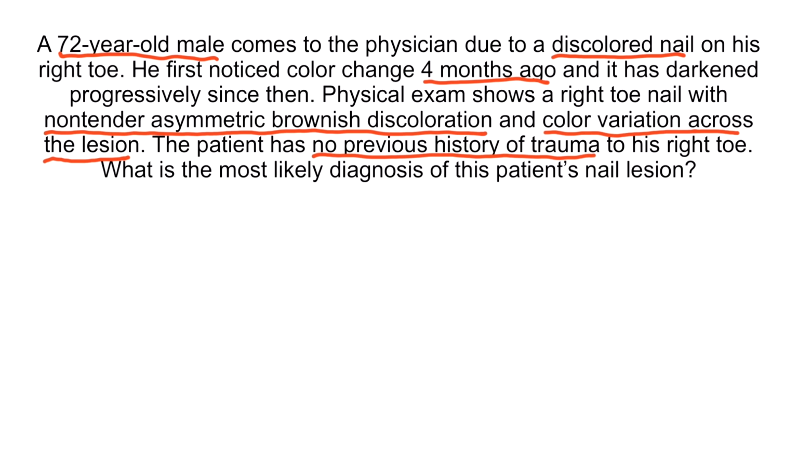Okay, so this patient presents with a rapidly progressive lesion on his right toenail. It's non-tender, asymmetric, and there's a color variation across the lesion. Additionally, there's no history of local trauma. All of these findings are consistent with subungual melanoma, which is a subtype of acral lentiginous melanoma.